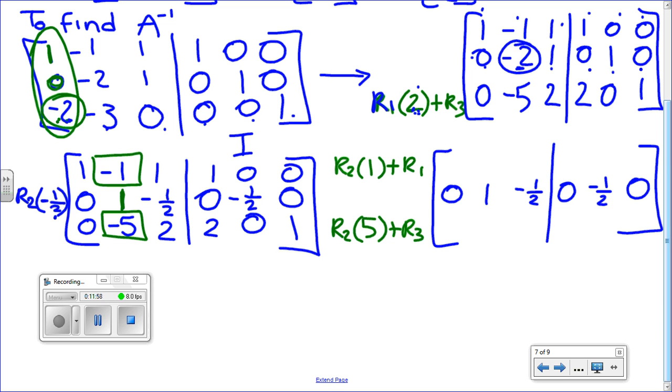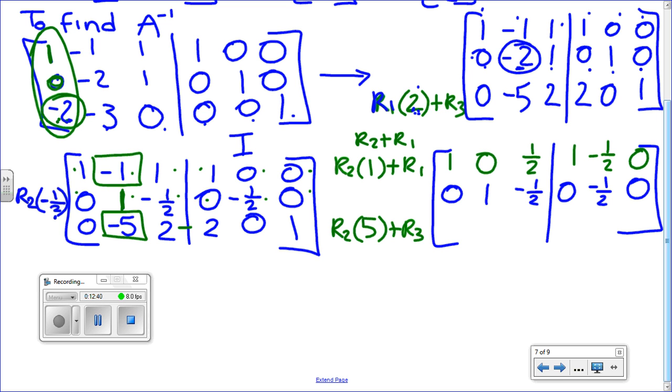Now, when we're saying R2 times 1 plus R1, it's like we're just saying R2 plus R1, right? We're just adding one row plus the other. So let's do that right here. So 1 plus 0, negative 1 plus 1, 0. And then 1 minus 1/2, 1/2, positive. And then 1 plus 0, 1. And then 0 minus 1/2, negative. And then 0 plus 0, 0. Okay, so we're done there.